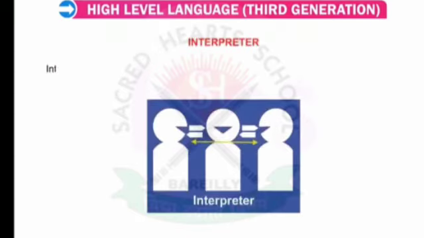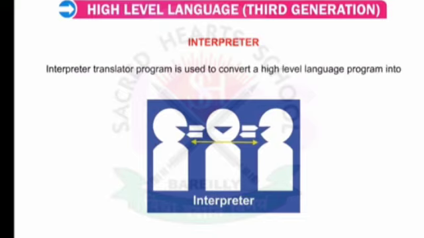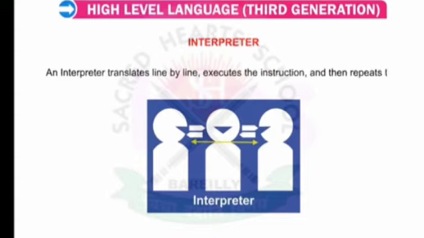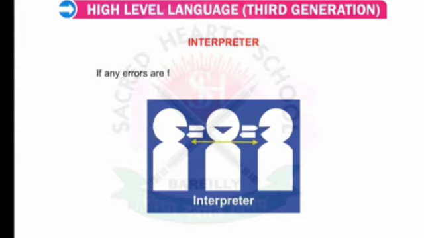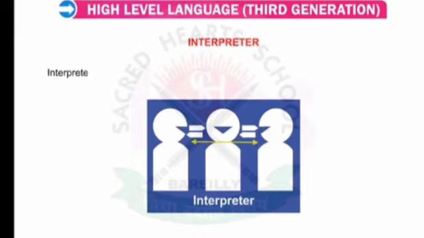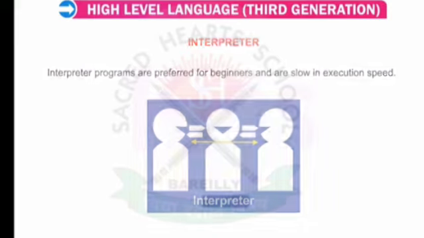Interpreter. This translator program is used to convert a high-level language program into machine language. An interpreter translates line by line, executes the instruction, and then repeats the procedure for the remaining instructions. In case any errors are found, they are to be immediately removed. The converted form is not stored anywhere. Therefore, it has to be generated at the time of execution of a program. Interpreter programs are preferred for beginners and are slow in execution speed.